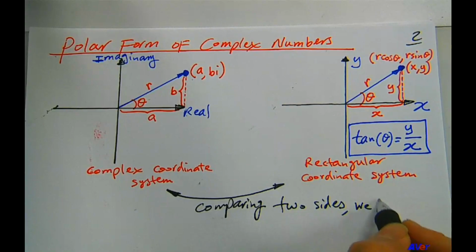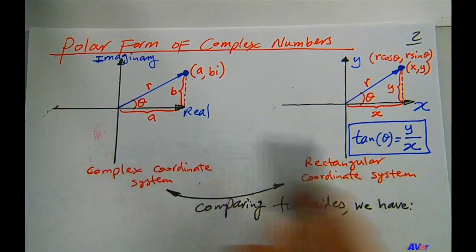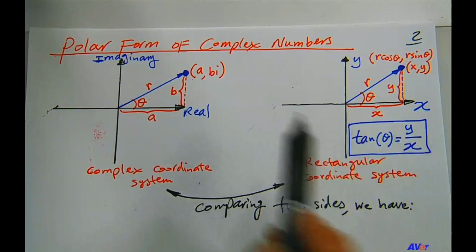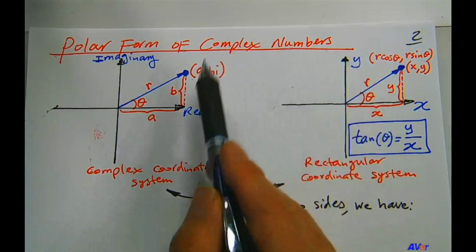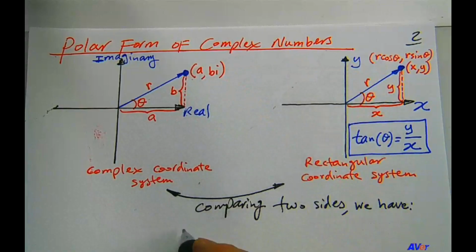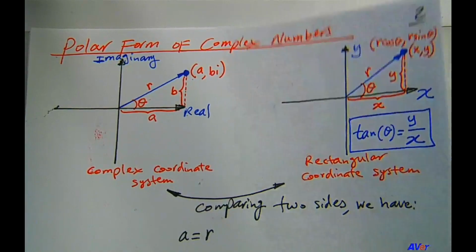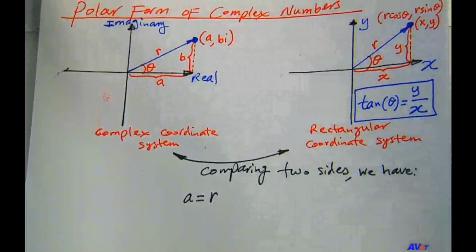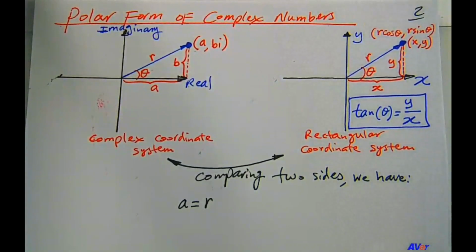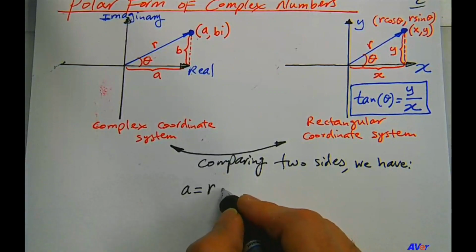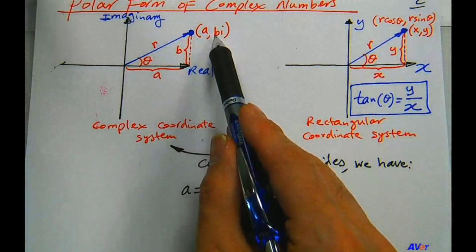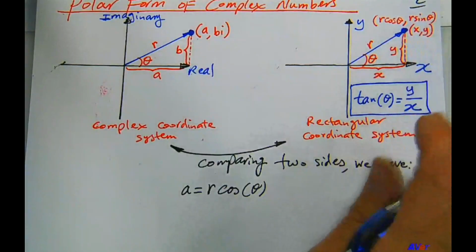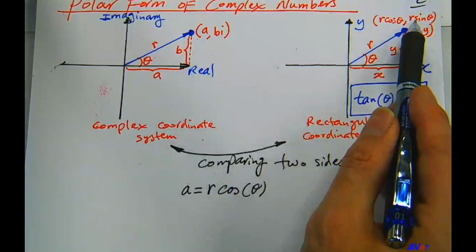So comparing two sides, right? Comparing this side and this side, we have A equals r cosine theta, right? A equals r cosine theta. So let's write that down. A equals r, let me move this up. Hopefully I can fit all of this on the screen at the same time, like that. So r cosine of theta. And what about B? B is r sine theta, right? B is equal to r sine theta.